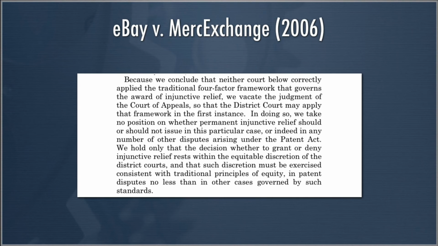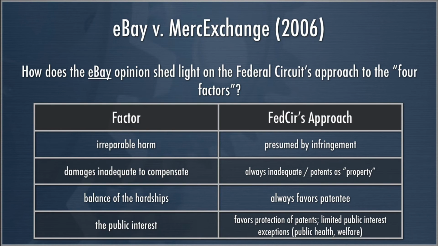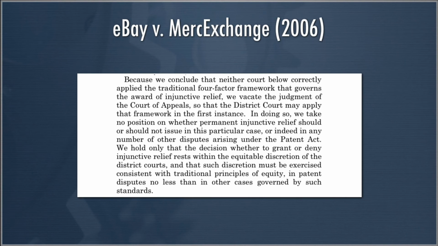That's it. They just say, no, you have to use the 4 factors. You can't take shortcuts, can't have general rules, gotta use all 4 factors, right? So how does it shed light on the Federal Circuit's approach? It essentially gets rid of the Federal Circuit's approach, at least in this opinion.